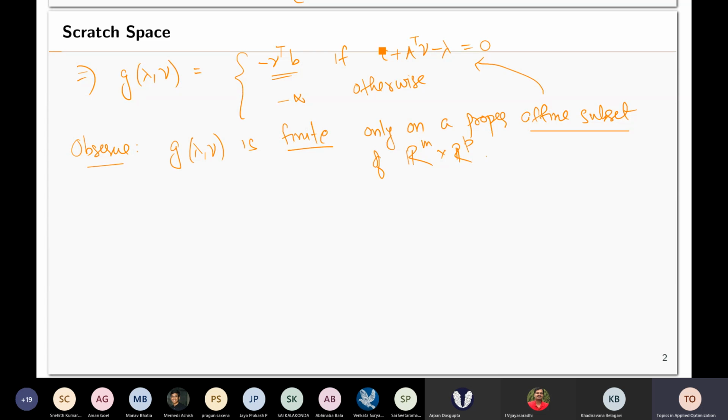So this condition is giving me an affine subset, because this is like a linear system, right? This is like some kind of a plane in the nu and lambda variables, which forms an affine subset of the ambient space, which is R^m and R^p, because nu has length m and lambda has length p, or maybe the other way. So this is finite only on this.